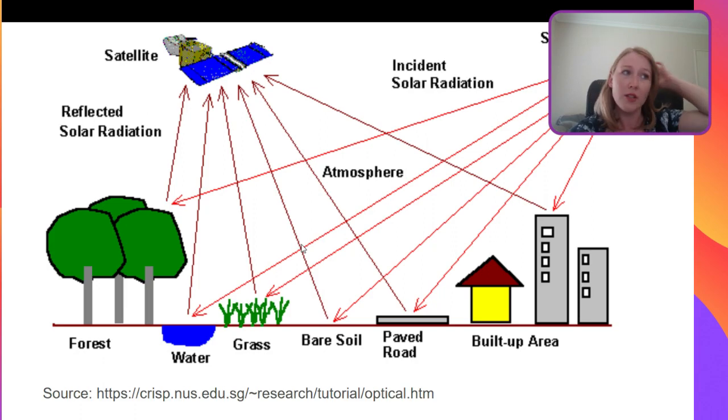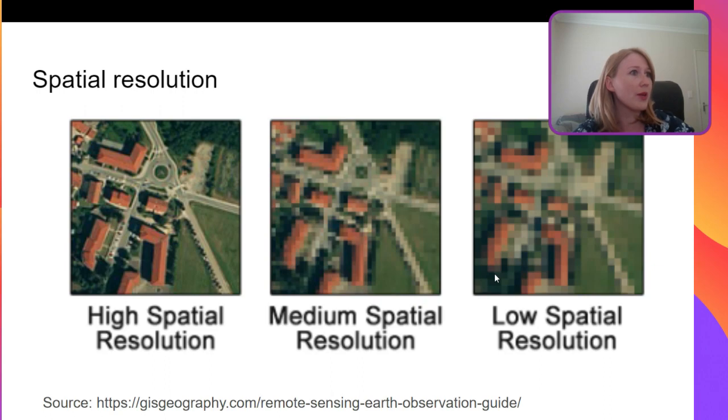The types of information that we get depends on the need. So let's just take a look at the different types of resolution. Spatial resolution is probably the easiest one to understand. You can think of it as the quality of the image, as in you're just taking a photo and how clear the photo is.